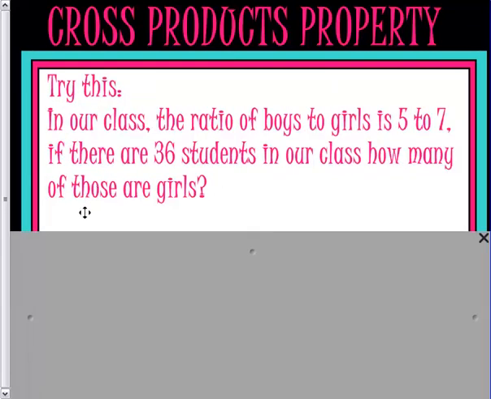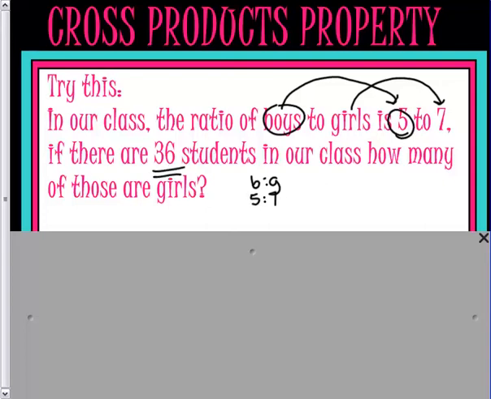Let's look at one more. I want you to try this on your own. Go ahead and pause this for just a second. Now, when you're reading this, I want you to read it really carefully. The ratio of boys to girls is 5 to 7. So this is a ratio of boys to girls. So we know boys to girls is 5 to 7. If there are 36 students in the class, how many of those are girls?